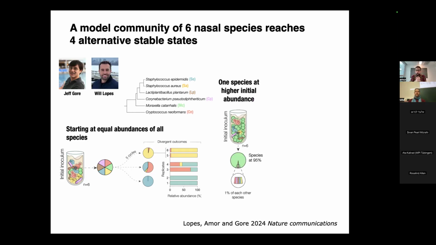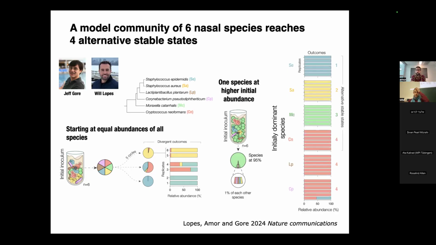And to understand this hypothesis, what Will did was to repeat this experiment, but now the initial condition is such that 90% of the population comes from just one species, and then we try with the rest of 5% divided among the other species. And when he did that, we saw that the community actually falls into 4 alternative stable states.